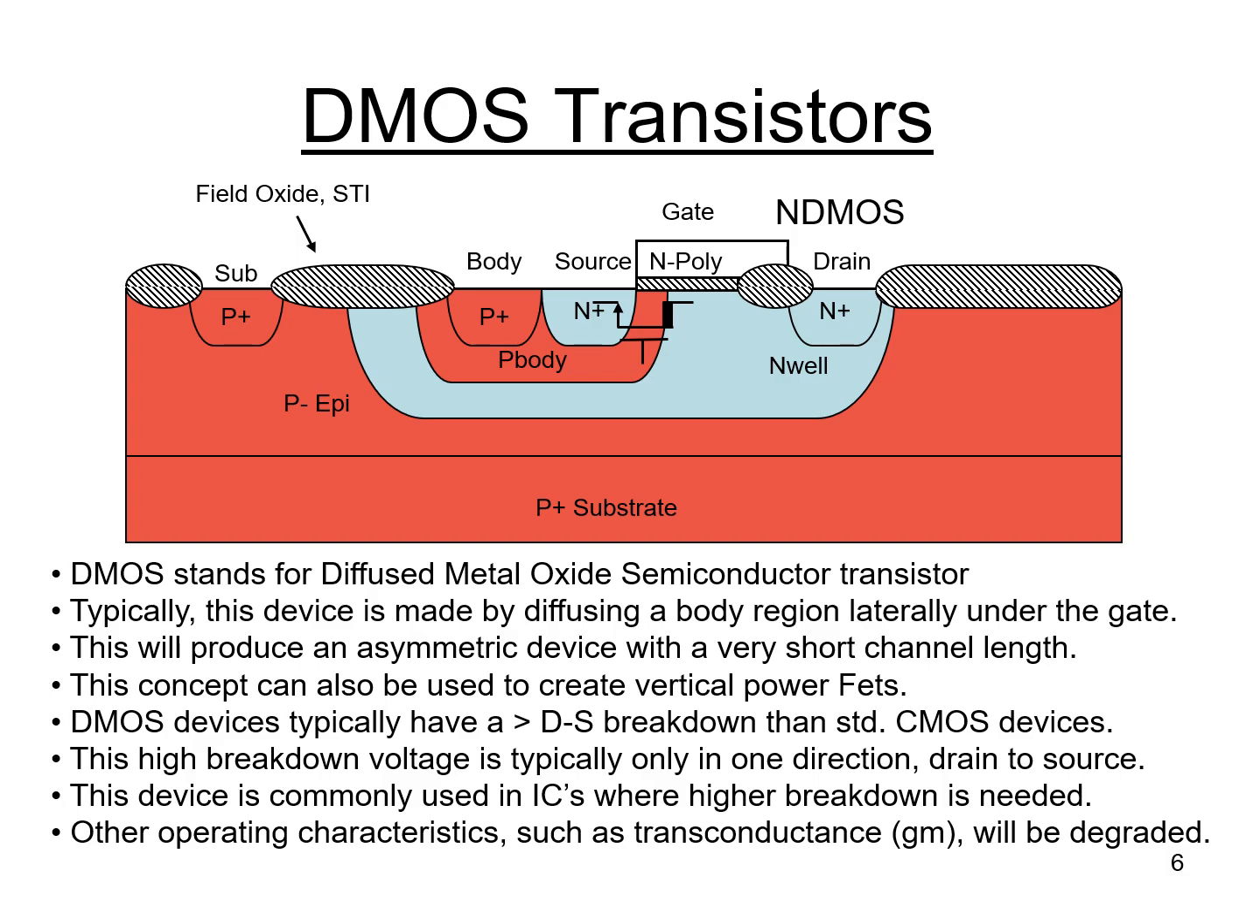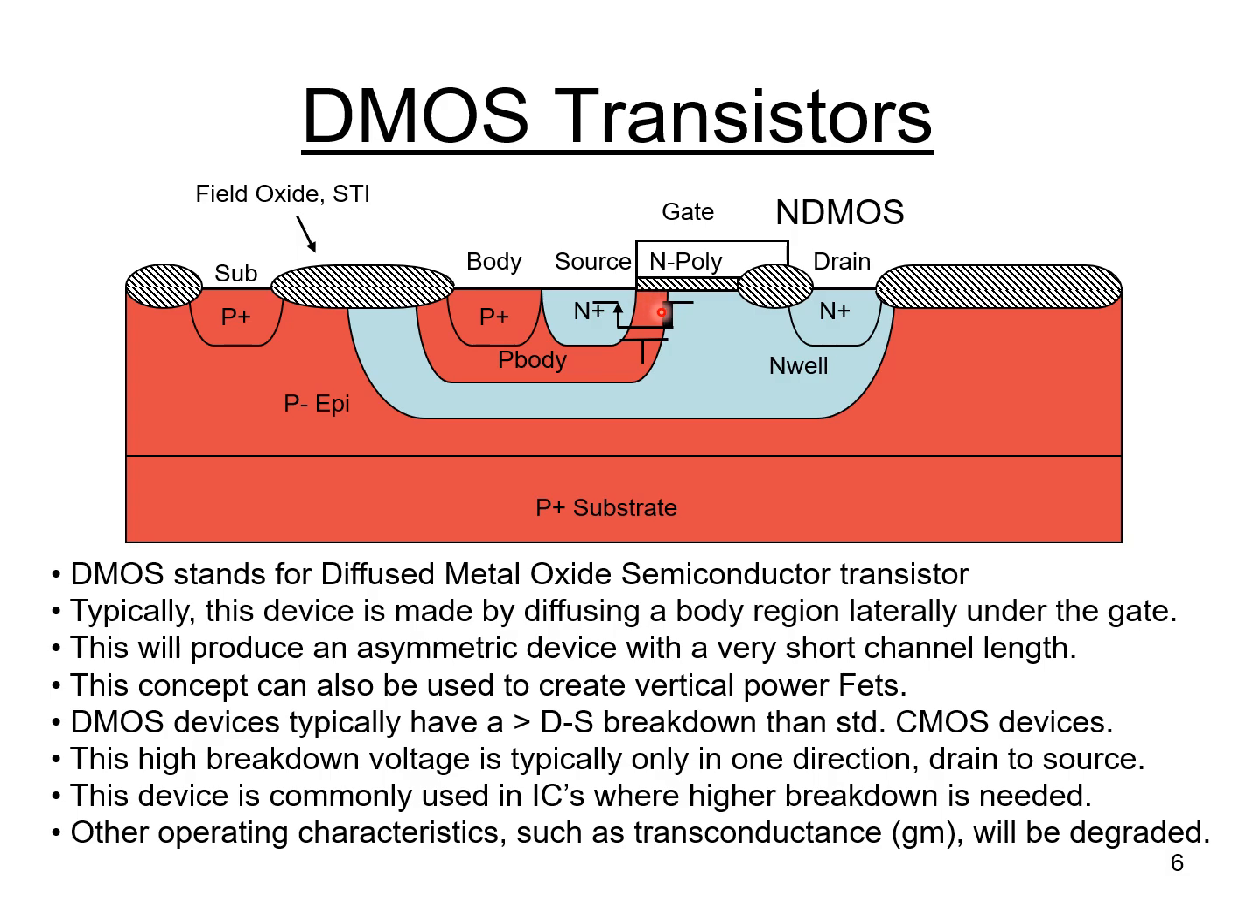Now I'd like to talk about DMOS transistors. DMOS stands for Diffused Metal Oxide Semiconductor Transistor, and typically this device is made by diffusing a body region laterally under the gate. If we take a look at the above drawing here, you can see that the P body has been diffused laterally, or sideways, underneath the poly gate. And that area where the P body is actually diffused under the poly gate is where the transistor forms.